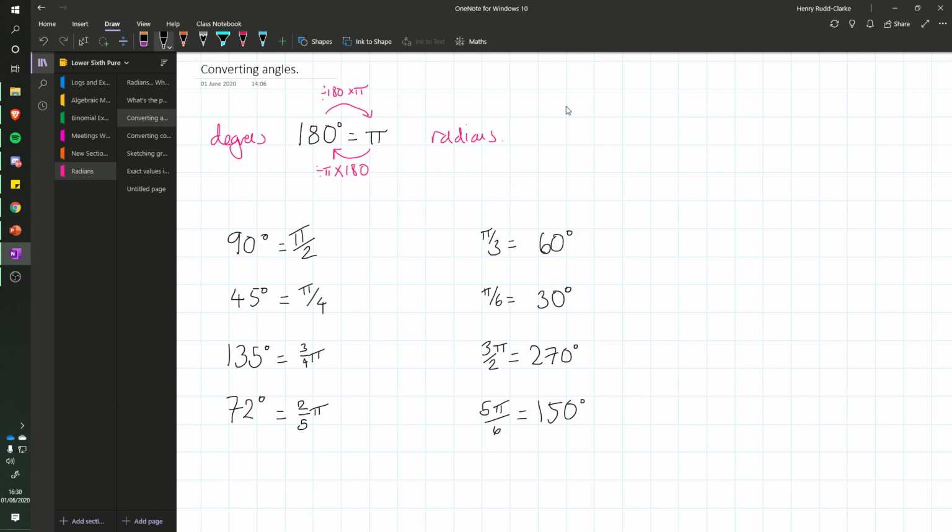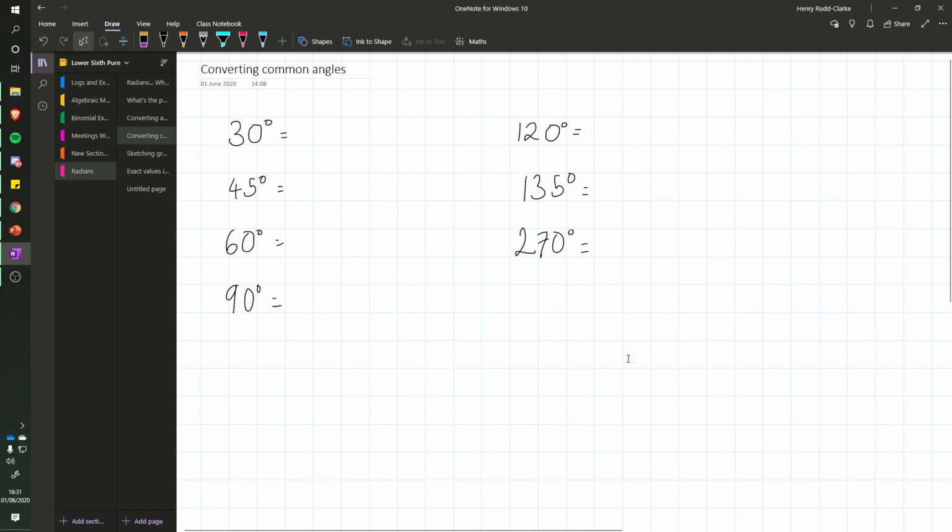You can see, hopefully you're keeping up with my logic for working these out. Rather than using this conversion method of divide by 180 and times it by pi, really what I'm doing is just looking at this equivalent statement, 180 equals pi, and then multiplying and dividing both sides until I've got what I want. It's quite a good way to think about it.